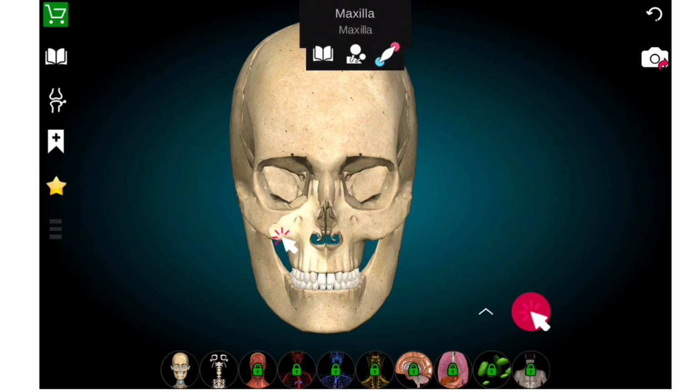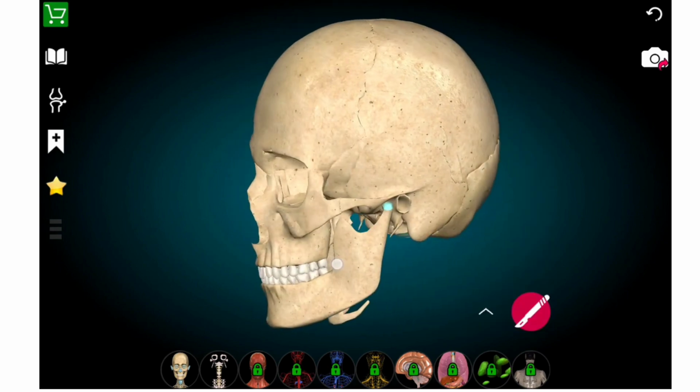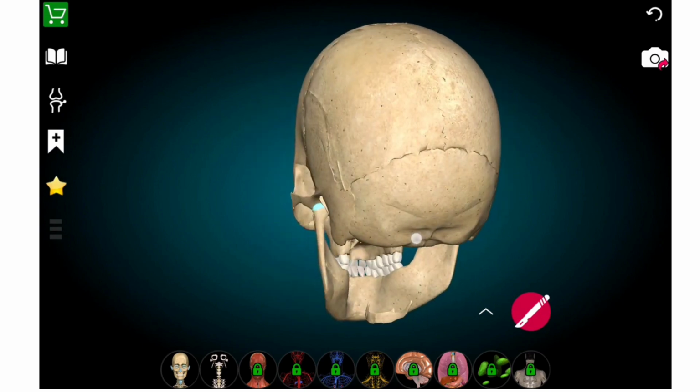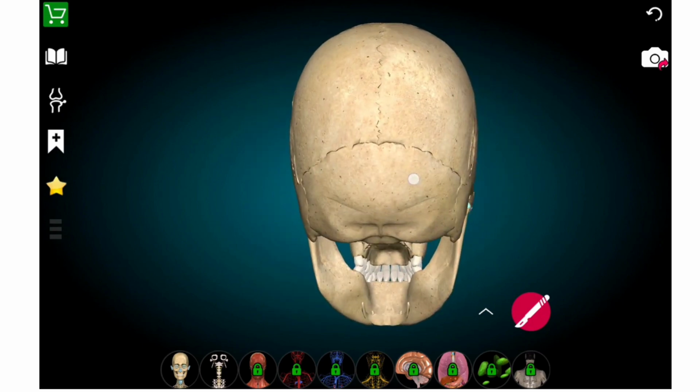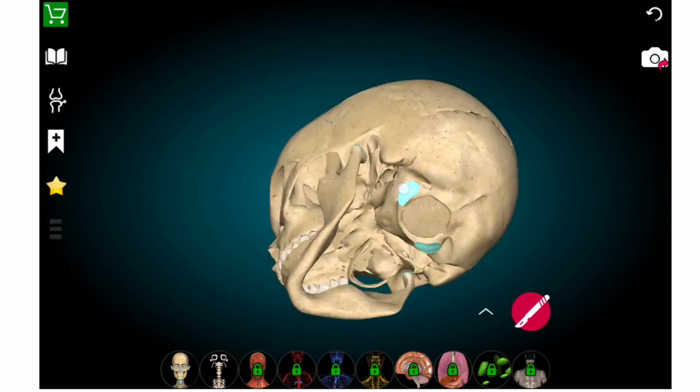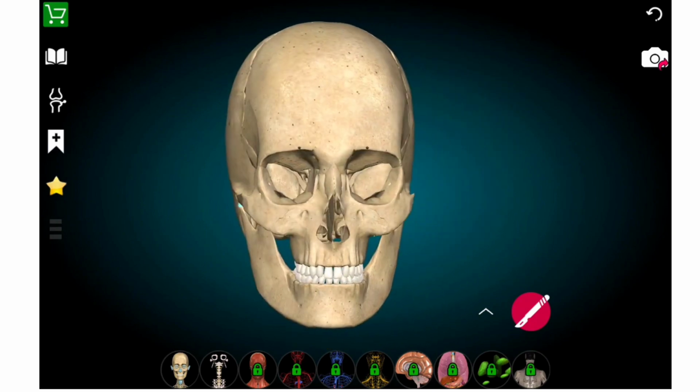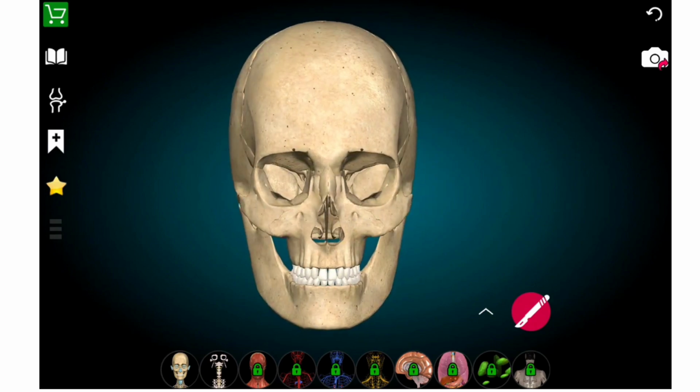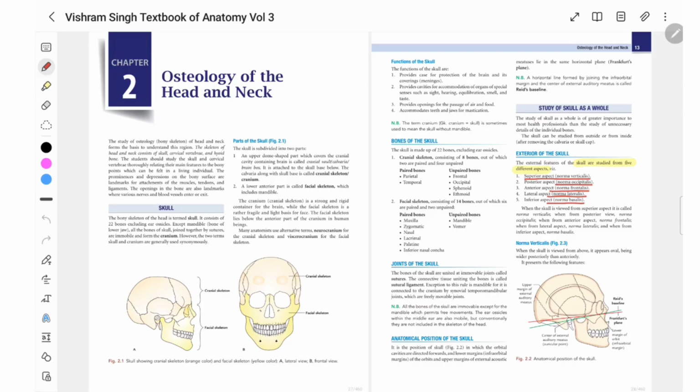Rotate the skull. Just a second, guys. So rotate the skull and see, this is your norma lateralis view. This is your norma occipitalis view. This is your norma basalis view. You just have to rotate it like that and revise everything that you have read in Netter's. So by the time you open your Vishram, Singh or Chourasia, your concepts are clear, you know the gross anatomy, you know the bone parts, and now what you have to do is just read. Now it will become much easier for you to recall everything.